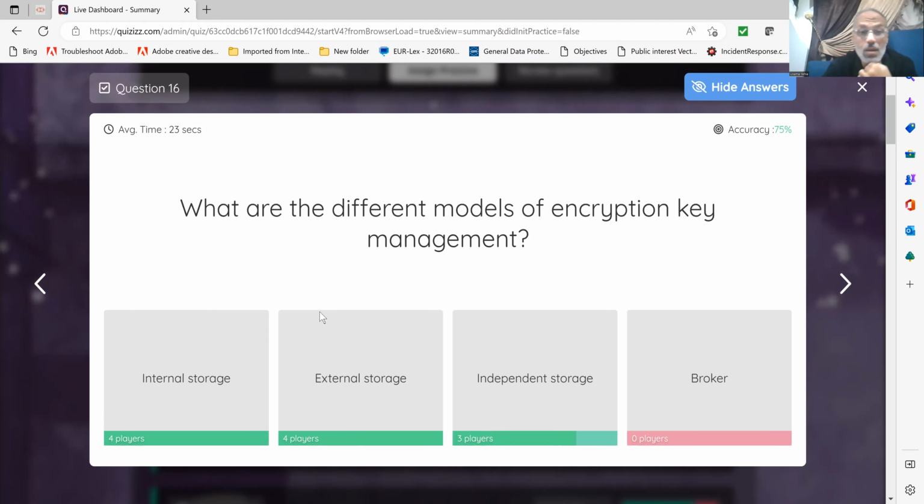What are the different models of encryption key management? Yes, internal, external, and independent. As we mentioned, internal storage is where the keys are stored with the application or data on the same machine. And we said that this is not recommended because if there is any hacker who was able to compromise the machine, he will be able to capture everything: the data, keys, and decrypt the encrypted data. But the nice thing here is that the keys are present on the same machine, which means that they are available 24/7.